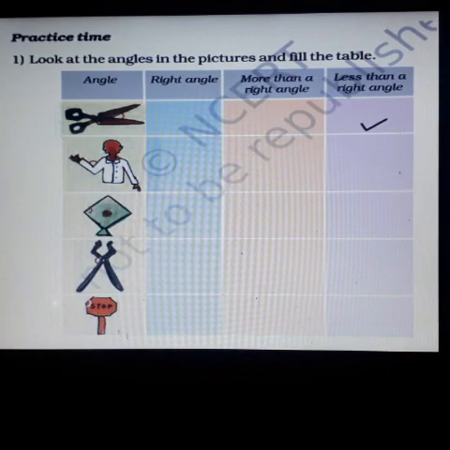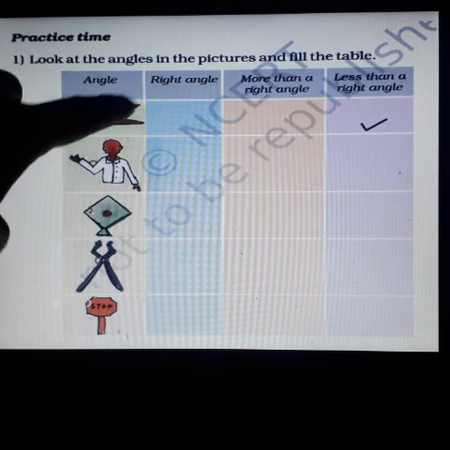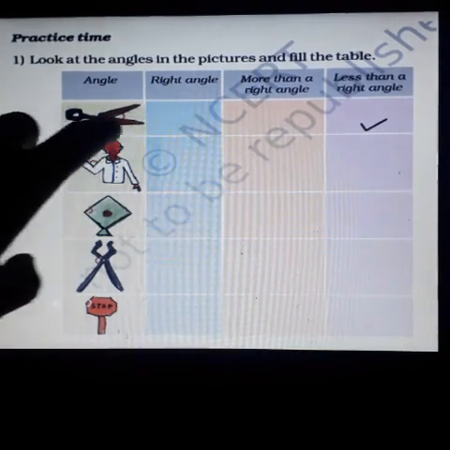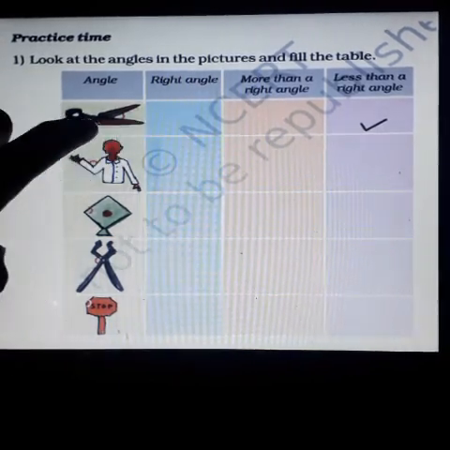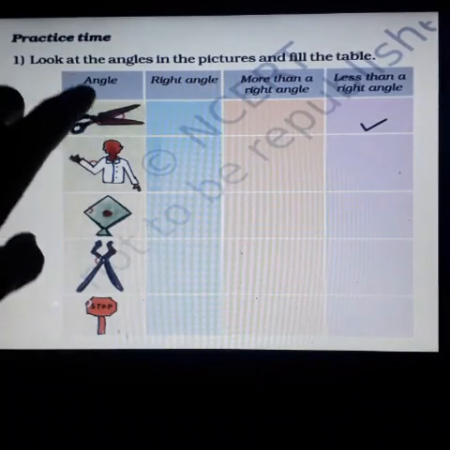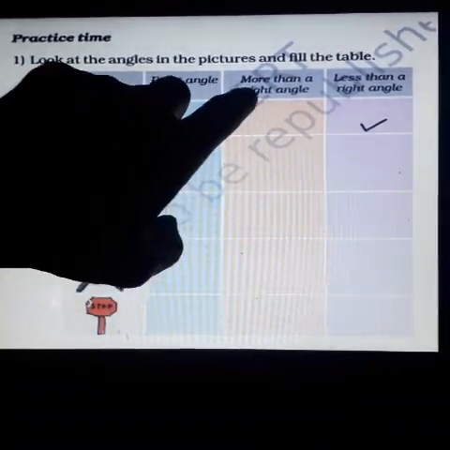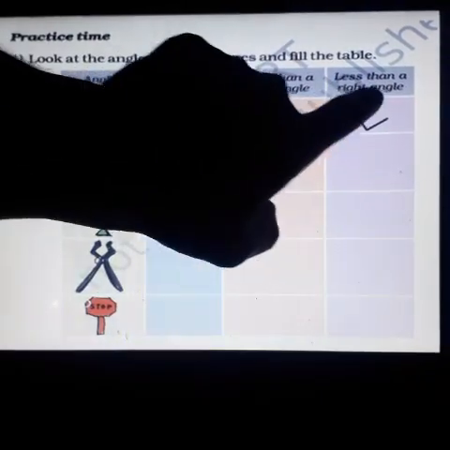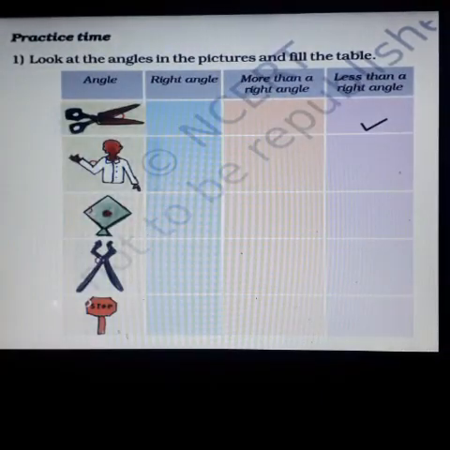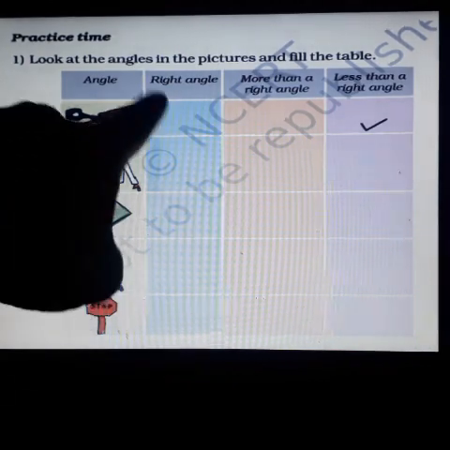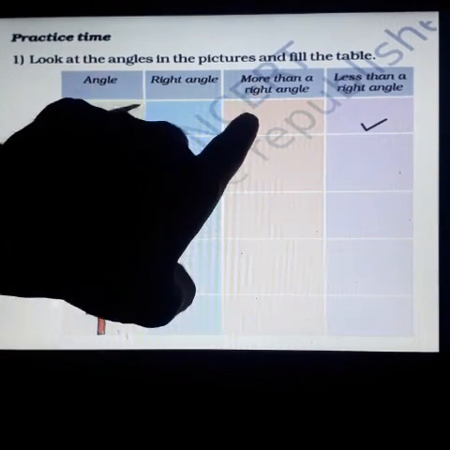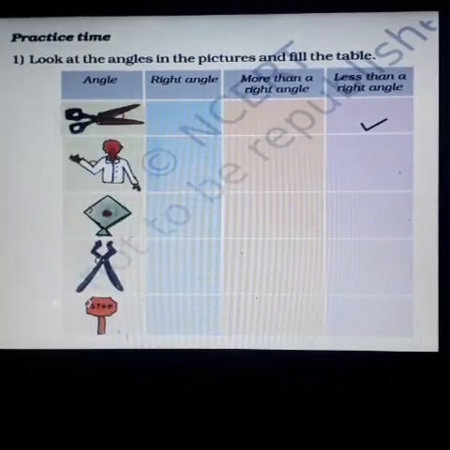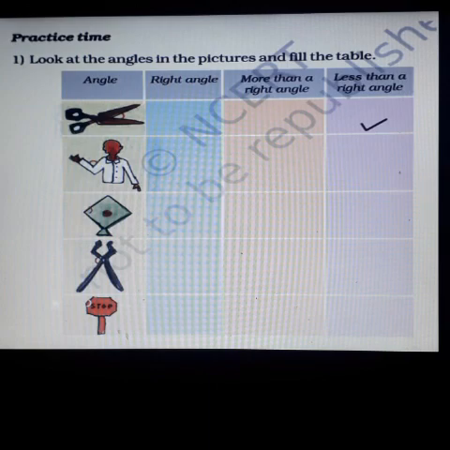Okay, now next is practice time question. Here some pictures are given: scissors, a man showing his arm, kites, and the remaining pictures you can see in the slides. First picture is scissors. Here you can see the scissors show an angle. Now what is given in the table? Angles: right angle, more than a right angle, less than a right angle. You have to tick mark. If the angle is a right angle, then you have to tick mark in right. If it is more than a right angle, then you have to tick mark in this, and if it is less than a right angle, then you have to tick mark in the third column.